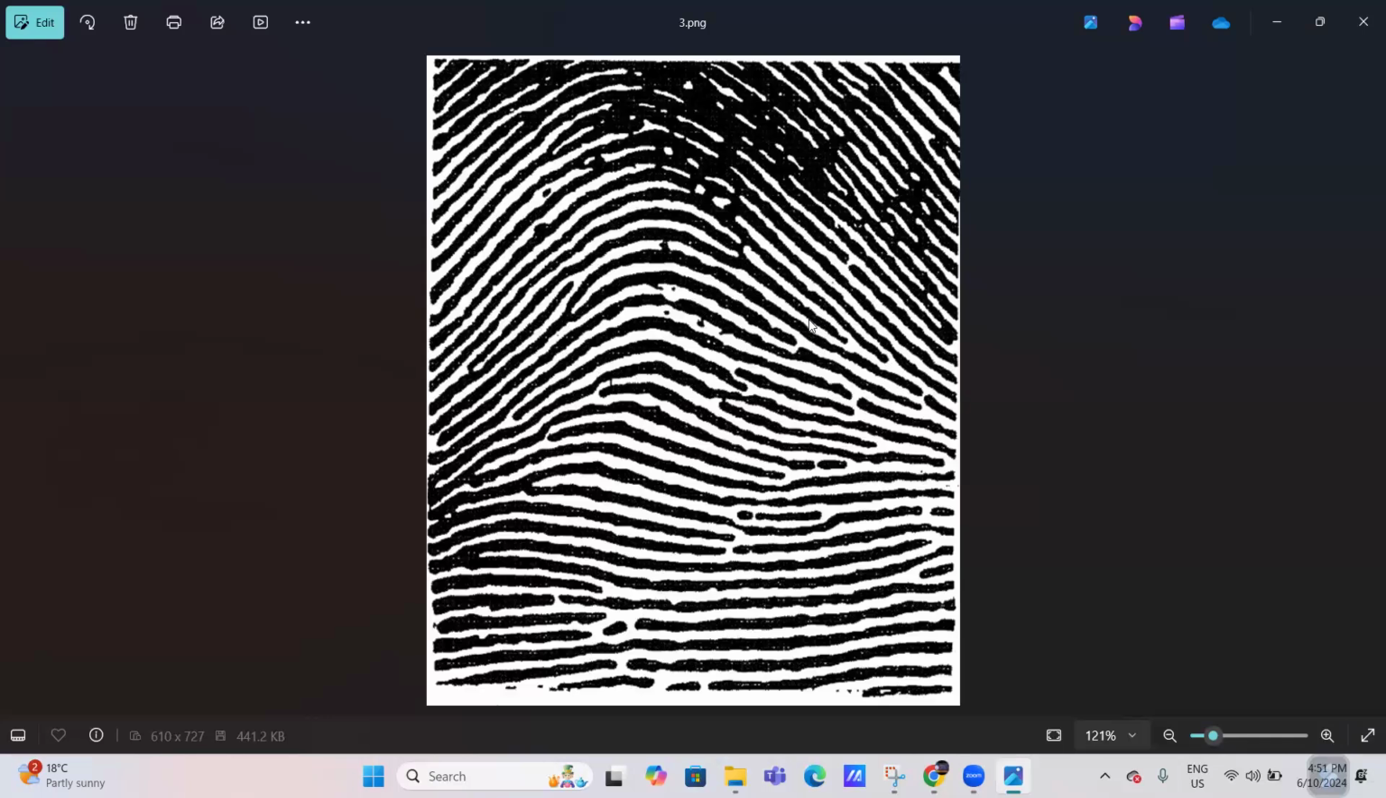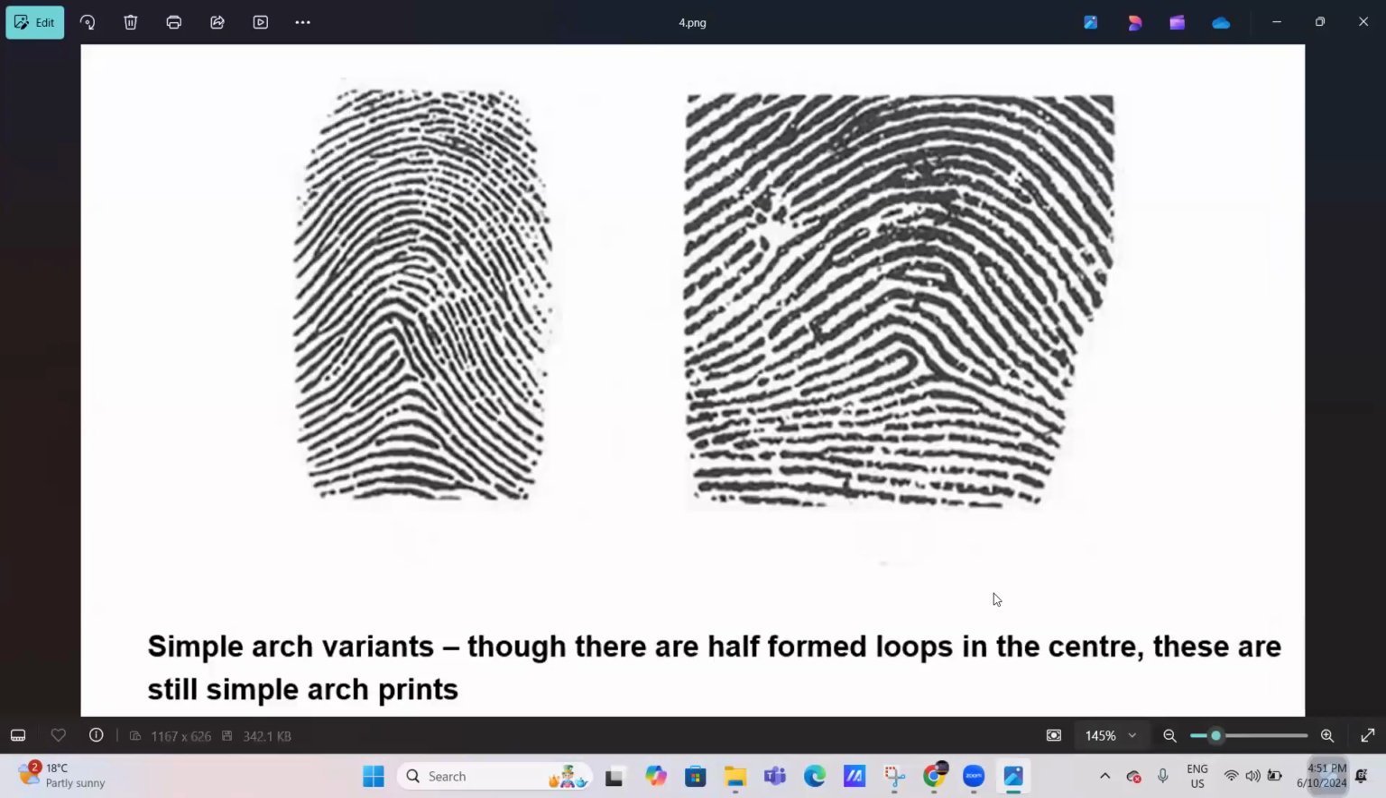So this is our observation about the simple arch. I show you another picture of the simple arch here. Through a half foam loop in the center. Can you see these half foam loops? But they are simple arches. They're like a V, like waves. So this is also a simple arch.